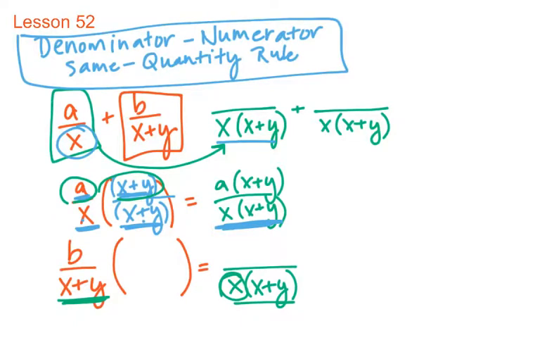So that's all it needs to multiply by, and because I'm multiplying that to the denominator, I also have to multiply it in the numerator. So that gives us, now when I multiply the b times the x, I can just write it as bx on top.